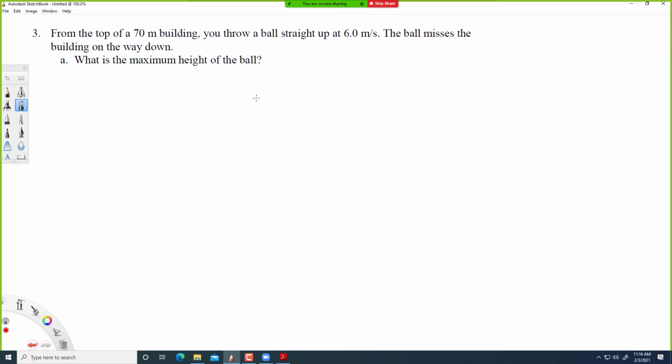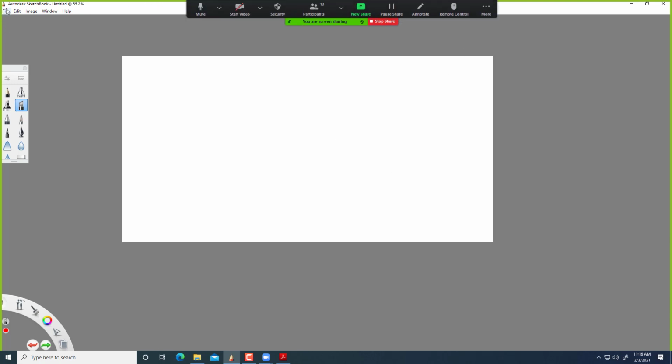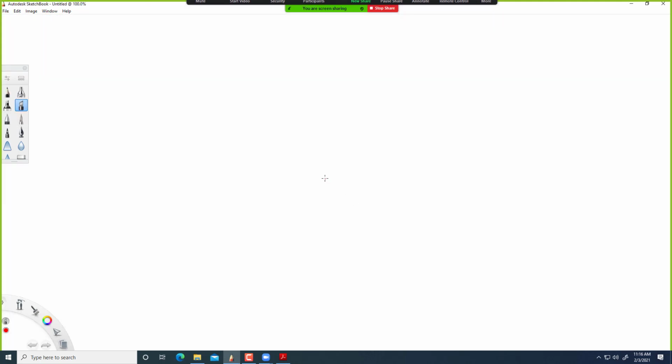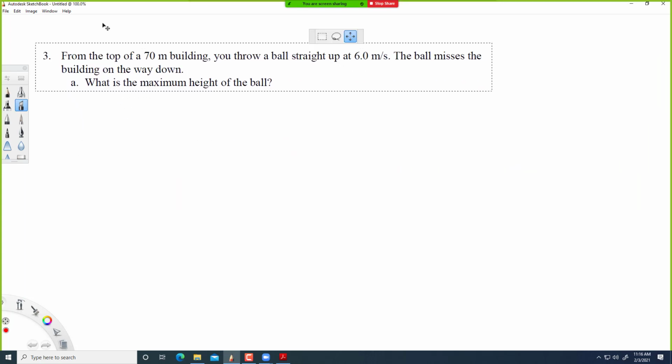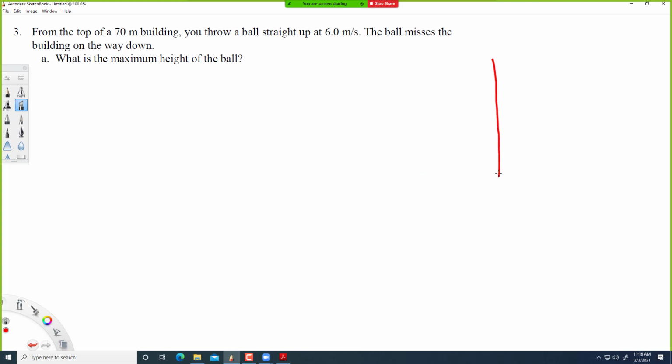This is a similar kind of question. So from the top of a 70-meter building, you throw a ball straight up from a 70-meter tall building. So you have a building, and this is 70-meter tall.